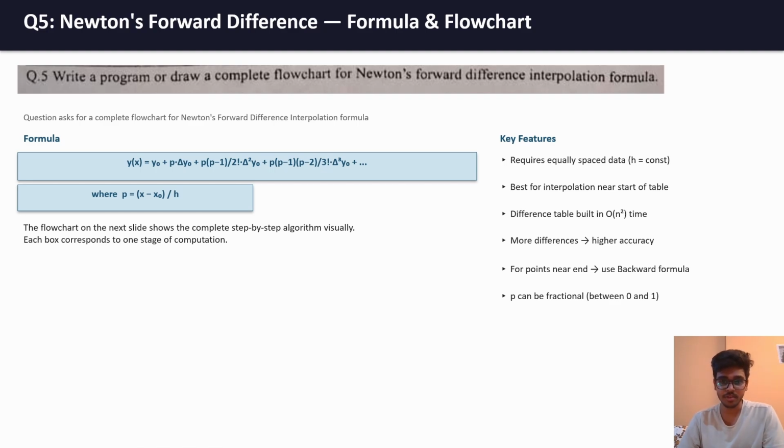So just to recap before we look at the flowchart, the Newton forward difference formula is y of x equals y naught plus p times delta y naught plus p times p minus 1 over 2 factorial times delta squared y naught and so on, where p equals x minus x naught divided by h, and h is the constant step size between intervals.